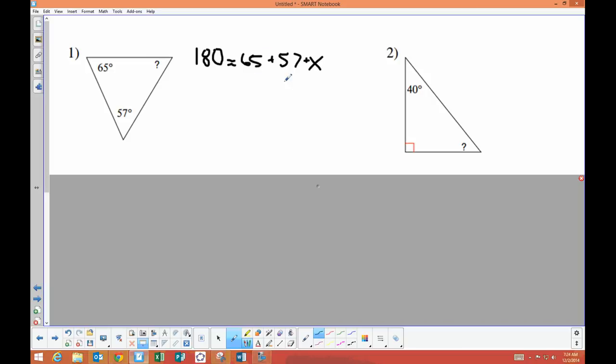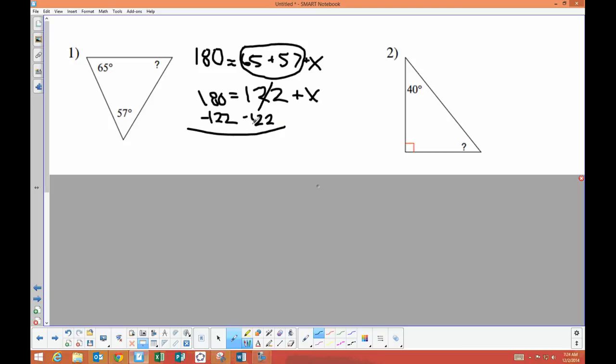First, we're going to combine our like terms and add these 2 together. We're going to get 122 plus our X. All I did was combine these 2 right here equals 180. And now to solve for X, we just subtract our 122 from each side. Of course, that's going to eliminate over here. Over here, we're left with 58. And over here, we're left with X. So this angle right here must measure 58 degrees.